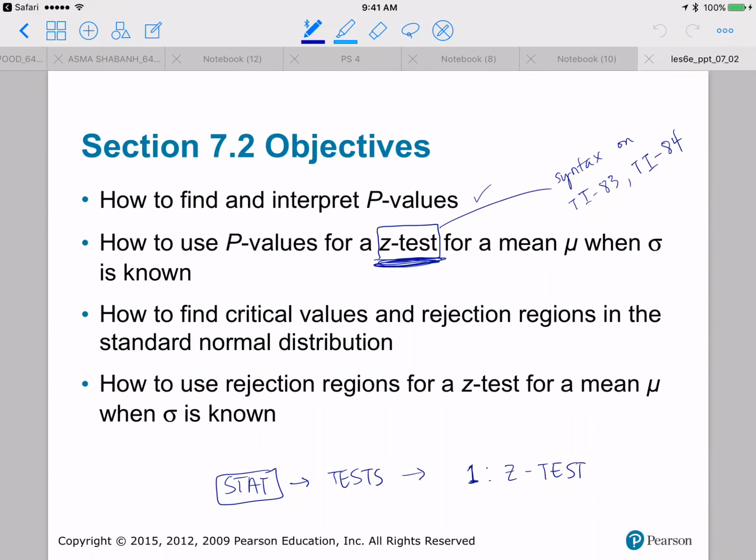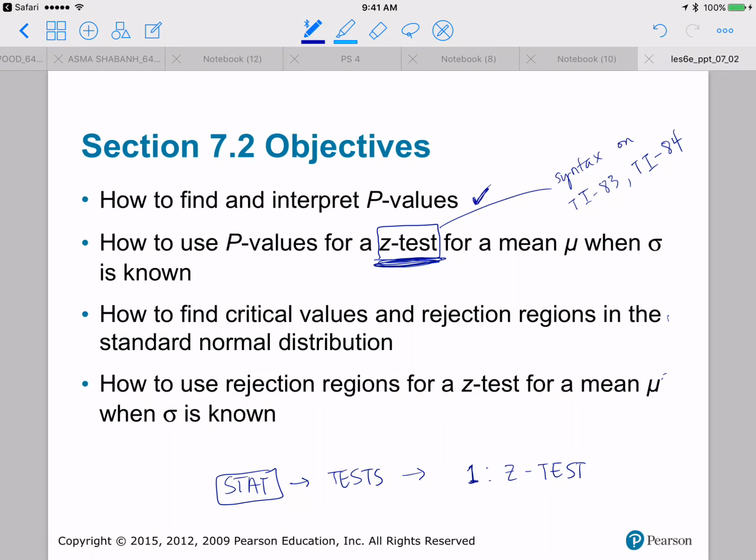Now, our objectives for this section are to learn how to find and interpret p-values, and we already did that in class. We also did an example showing how to use p-values for a z-test for a mean when sigma is known. We're going to do another example, right? And then we're going to do these last two objectives here.